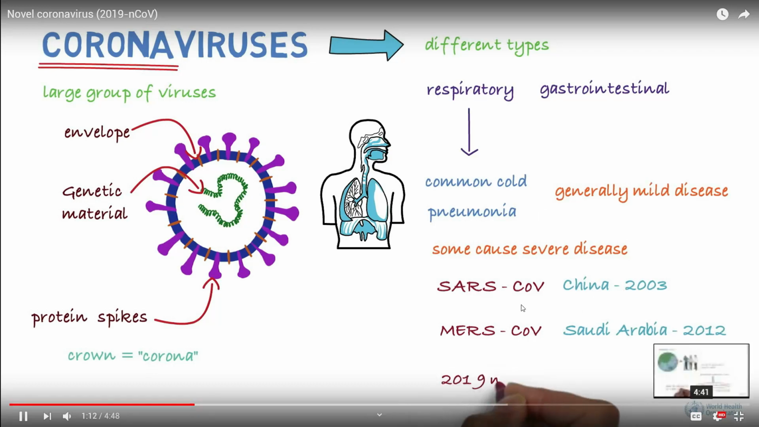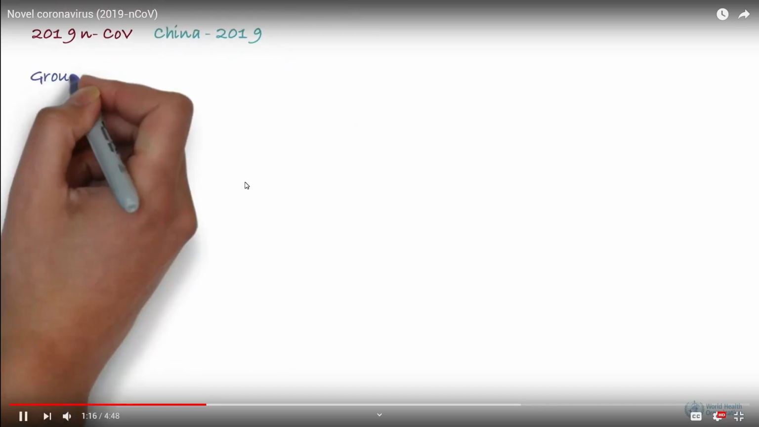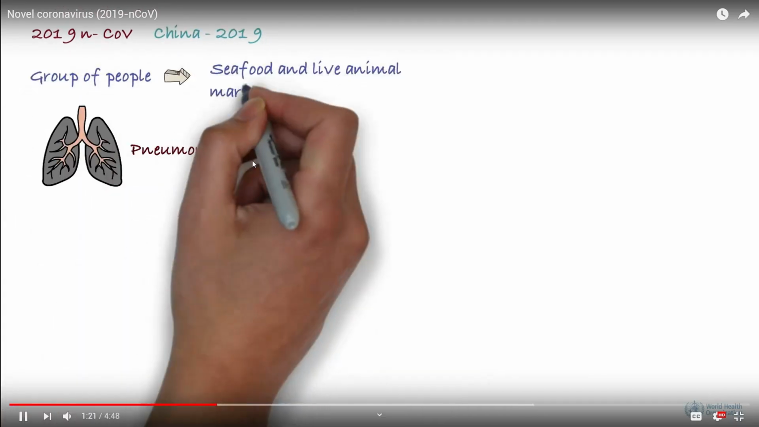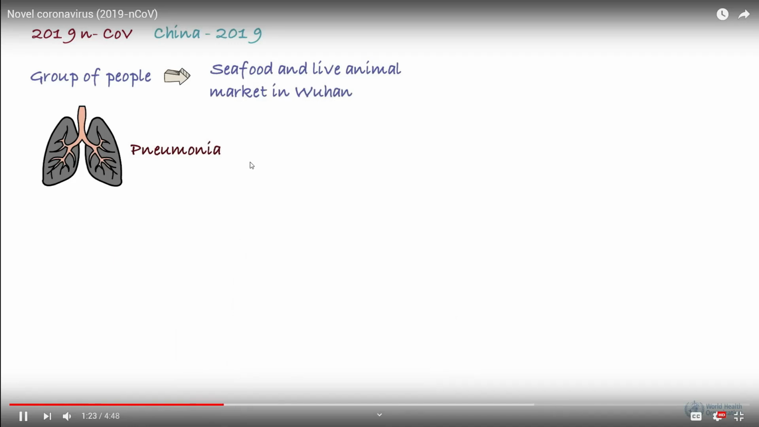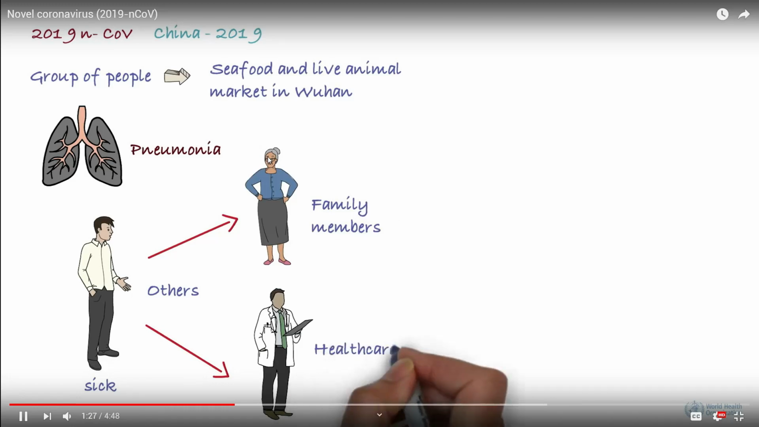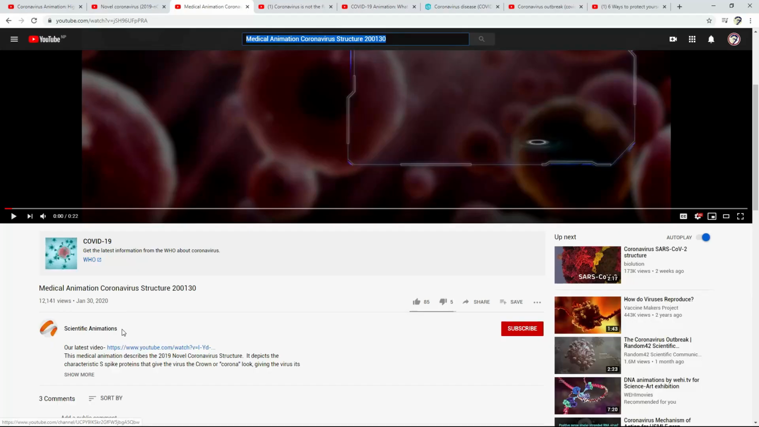The 2019 novel coronavirus was first identified in China. It initially occurred in a group of people with pneumonia who'd been associated with a seafood and live animal market in the city of Wuhan. The disease has since spread from those who were sick to others, including family members and healthcare staff. There are many cases at present, and the disease has spread within China and also to a number of other countries.